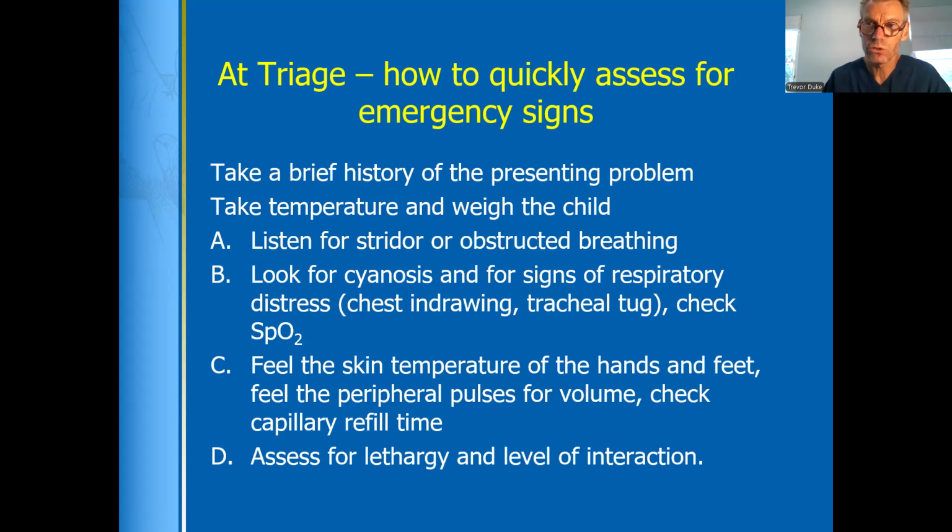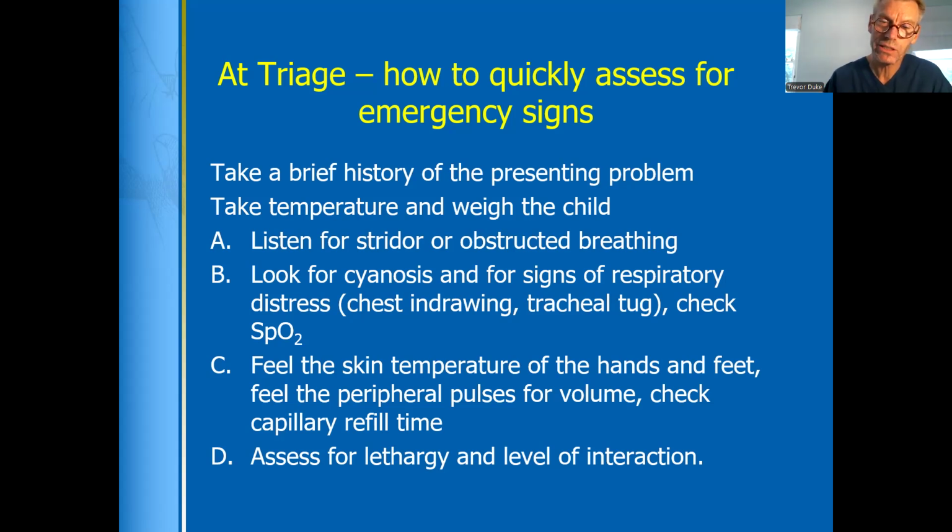and conscious state or disability. First of all, listen for stridor or obstructed breathing. You can see the signs of obstructed breathing, or you can listen for stridor. Look for cyanosis and signs of respiratory distress. So just by standing back and looking at the child, you can look for chest indrawing or tracheal tug or grunting respirations or head nodding. They're all signs of respiratory distress.